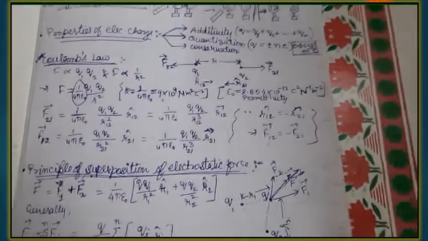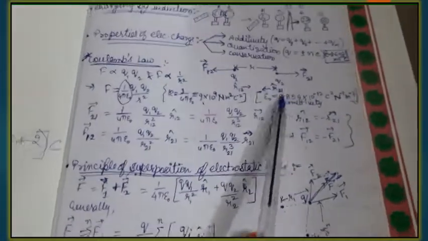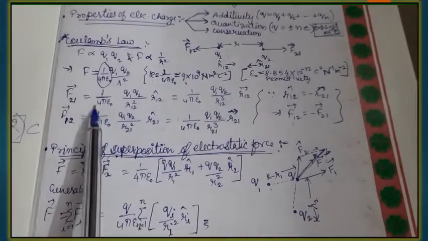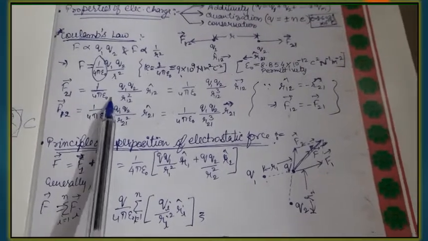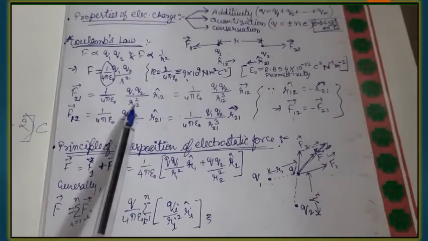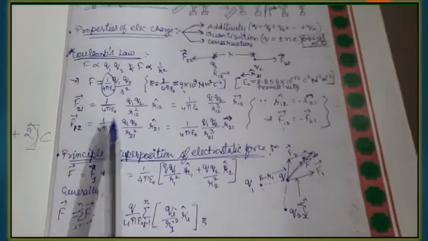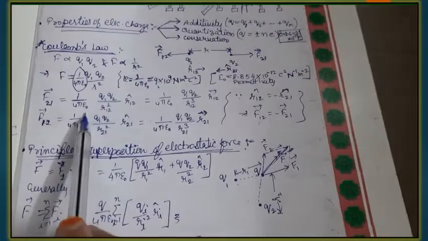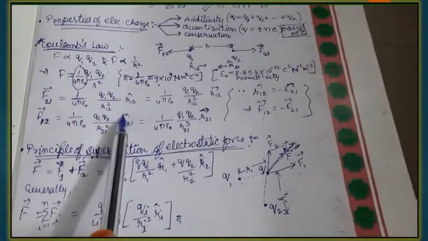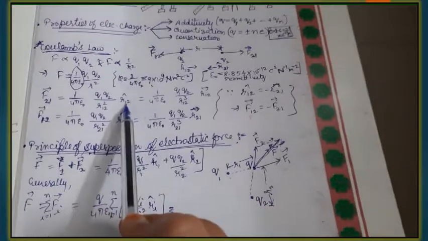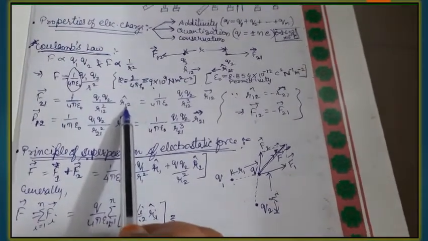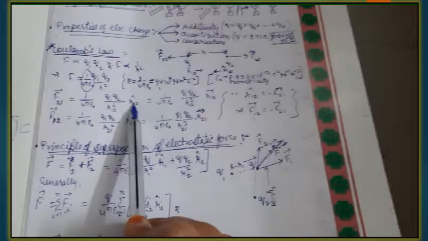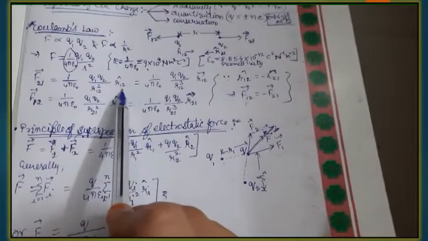So the magnitude of the two forces will remain the same, but their directions, as you can see, are different. That's why, because force is a vector quantity, we have to denote it in vector form. If I denote it in vector form, then just by using Coulomb's law, I can write the expression 1 upon 4 pi epsilon naught Q1 Q2 by R12 square, and along with that the unit vector R12 cap.